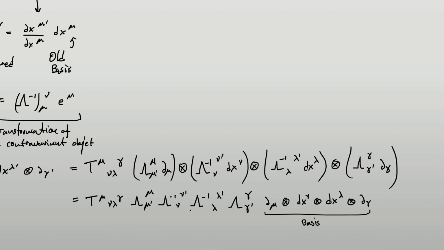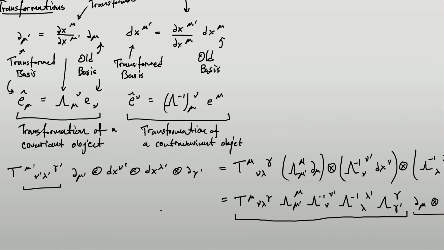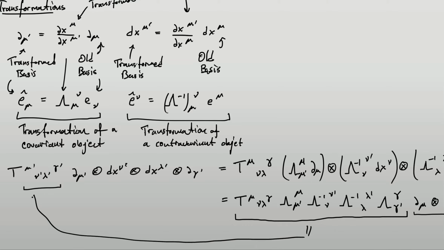And this here, all of this is this guy right here. So this is equal to this guy right here. I'll encompass all of this like that. Right, so this is how the components of this tensor transform. We need 4 matrices, right?